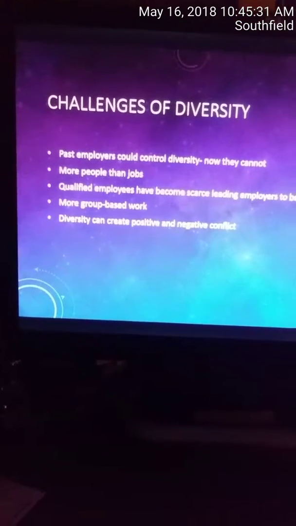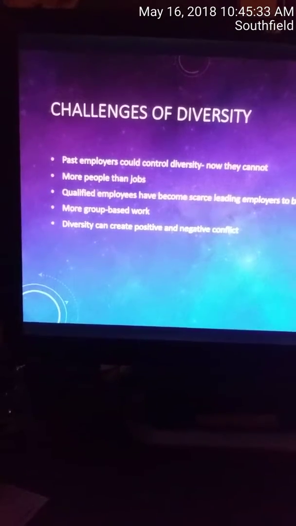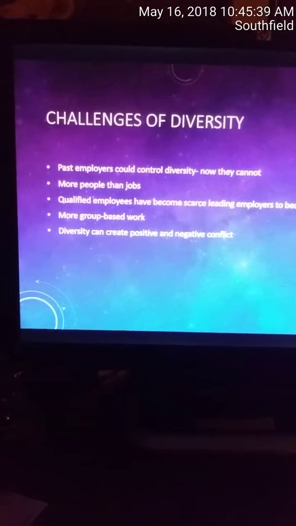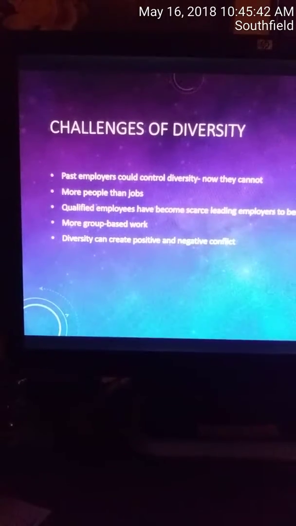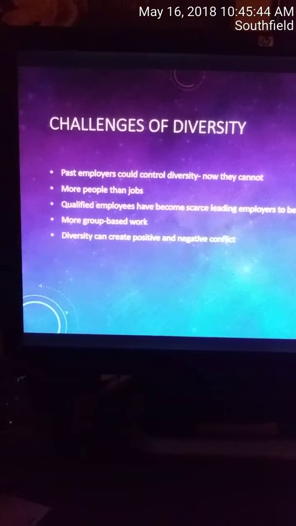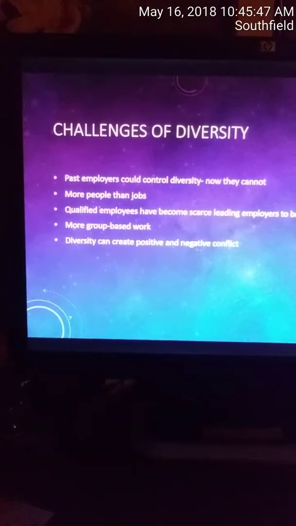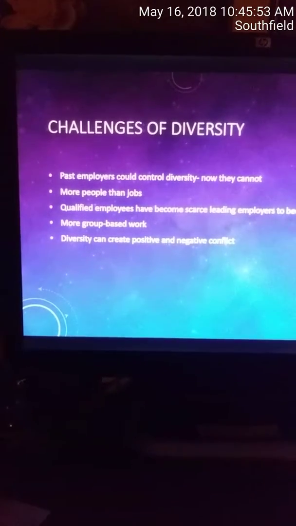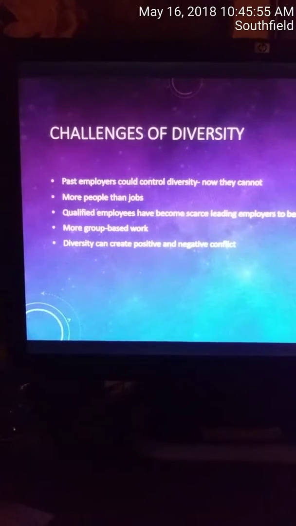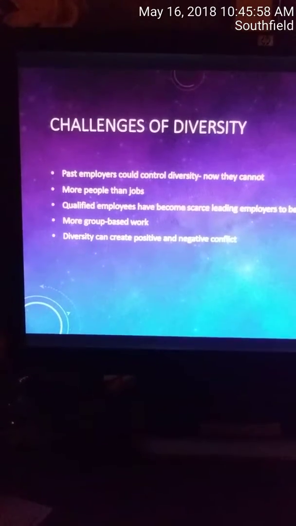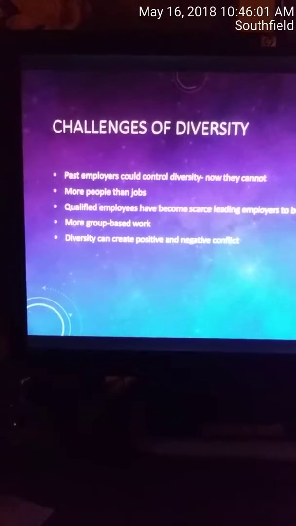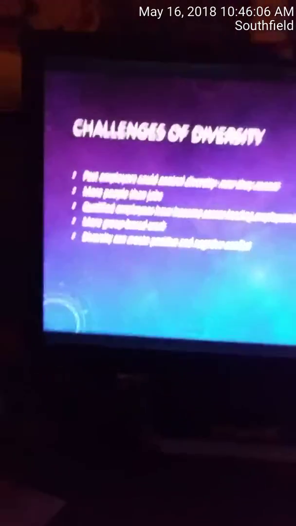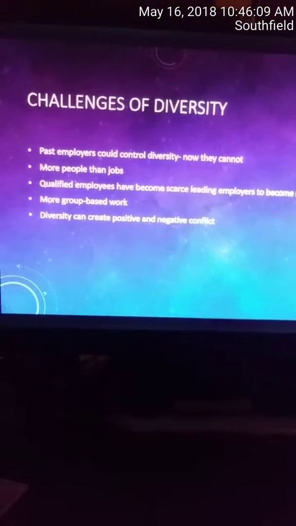To dive a little bit into that is the entitlement. Some people coming from diverse backgrounds may feel entitled to specific jobs, may feel entitled to extra anything. And then you have the flip side to that. Diversity brings newness. Diversity brings a lot of drive to your organization. So there's a two-sided coin to the last challenge of diversity.